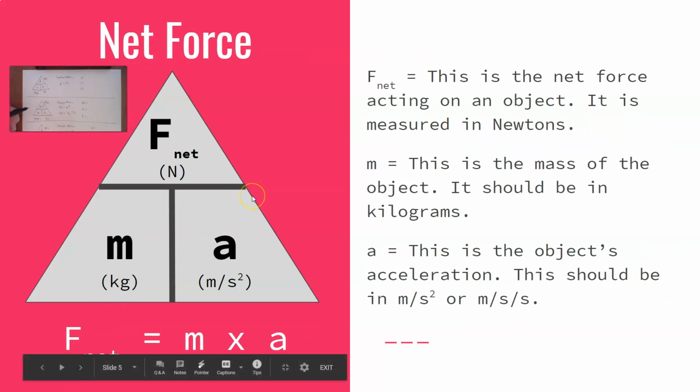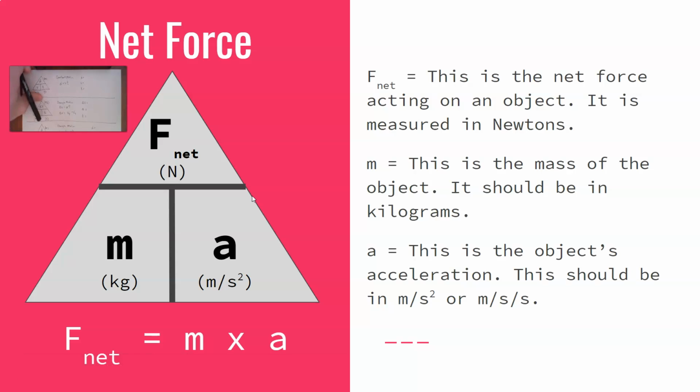So this is a net force one. So this one, oops, I see I'm getting off my paper here. I'm going to slide it up there so we can see those. That was from the last one. All right. Now the next triangle is F net, M, and A. And again, this is going to be in newtons. This is going to be in kilograms. And this is going to be in meters per second squared.